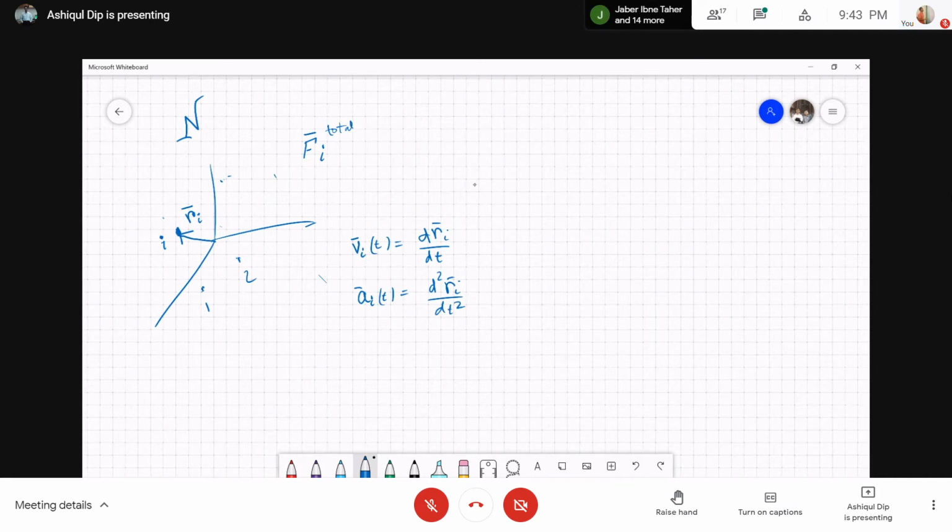But that acceleration is caused by something, right? Something is giving it a force. Say that force is Fi. So Fi total is the total amount of force that is being applied on particle i. So by Newton's law, we know Fi total equals Mi, where Mi is the mass of that particle, multiplied by ai, right? So this is what Newton's law tells us, right?